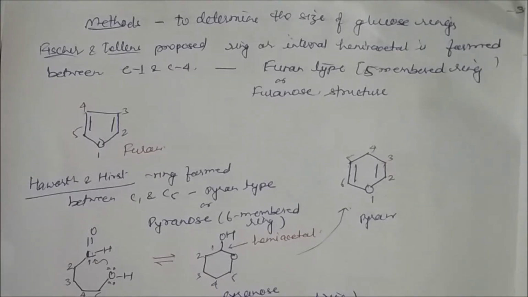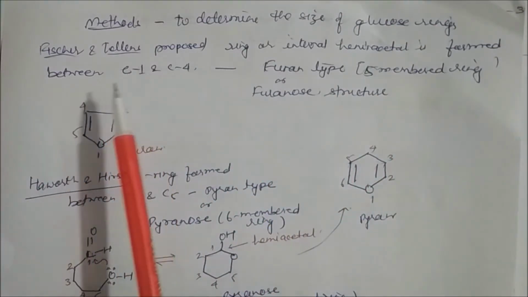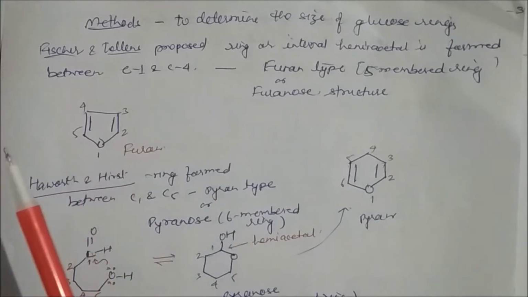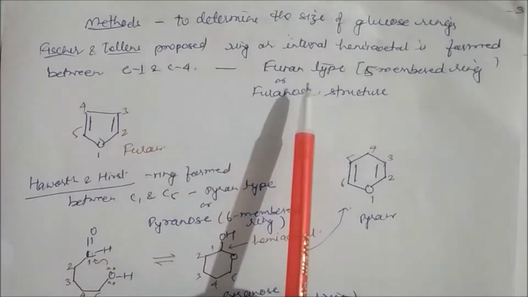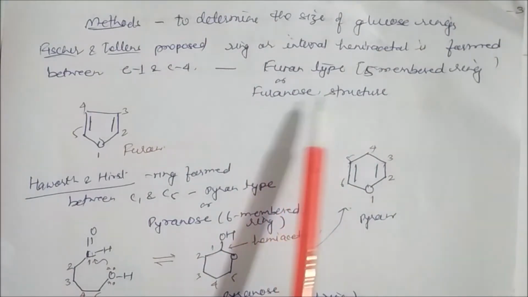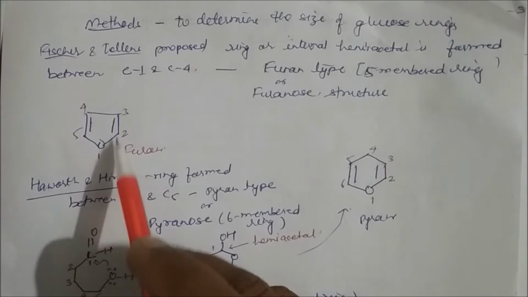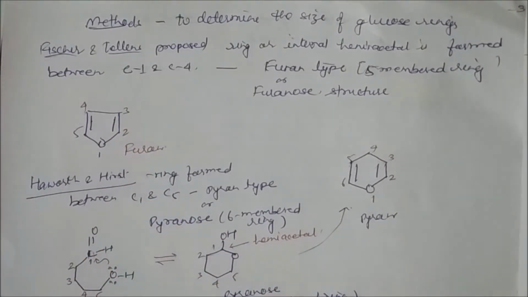Now we will see the method to determine the size of the glucose rings. Fischer and Tollens proposed the ring or internal hemiacetal that is formed between carbon 1 and carbon 4. That is called the furan type or furanose structure, which is nothing but the 5-member ring. Here I have drawn the diagram for this furan structure. You can see this is a furan structure and it is a 5-member ring.